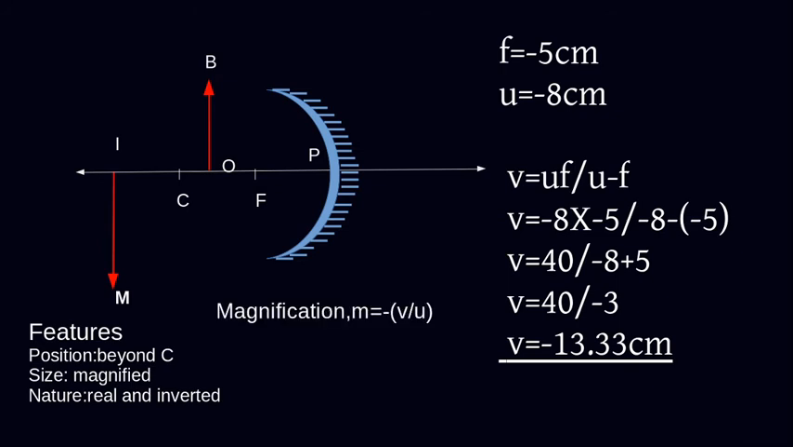Okay. And another thing, that is magnification m is equal to minus of v by u, that is minus of minus 13.33 divided by minus 8, that is minus 1.67, that is the magnification.